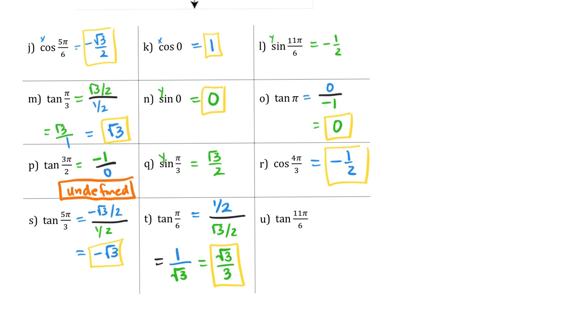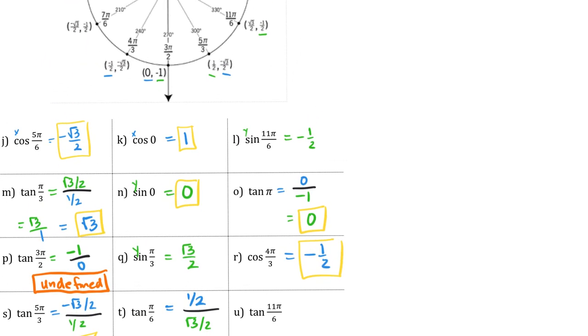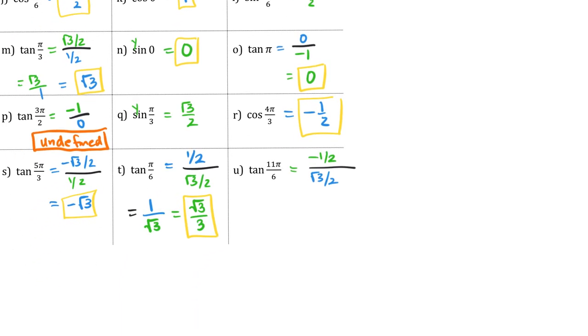Okay, one more. 11 pi over 6, tangent. Tangent, y over x. 11 pi over 6. There we go, right here. The y is -1/2 divided by the x. The x is √3 over 2. Okay, the 2's cancel. Perfect. Okay, let me write my answer. On the top, I still have -1. On the bottom, I have a √3. I'm going to rationalize it. If I multiply by √3, I get -√3 over 3.